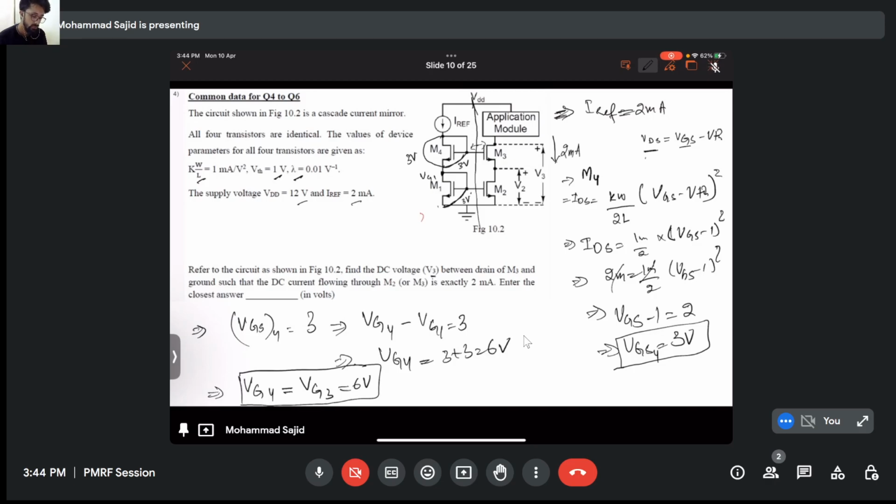Okay. Now, we have to find V3. From the circuit, we should get an idea that V3 will be directly equivalent to the potential here, that is 6 volt. So the direct answer will be V3 is 6 volt. But how do we get that? We will just see.